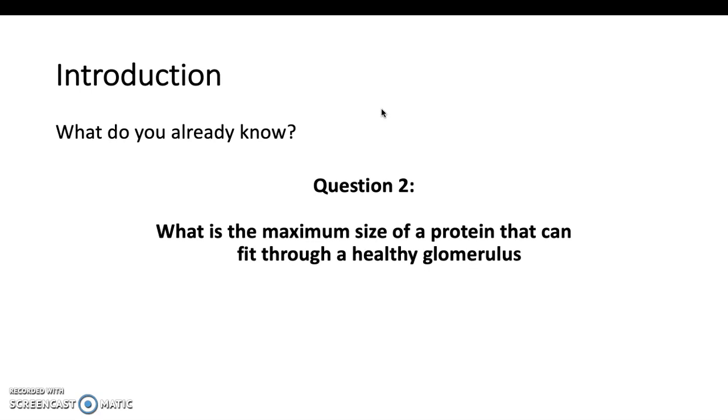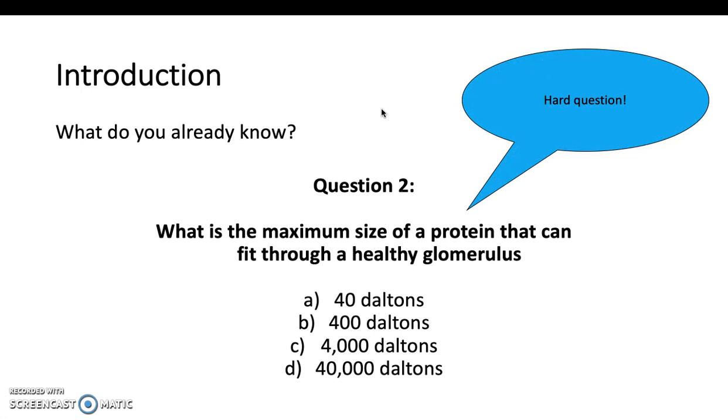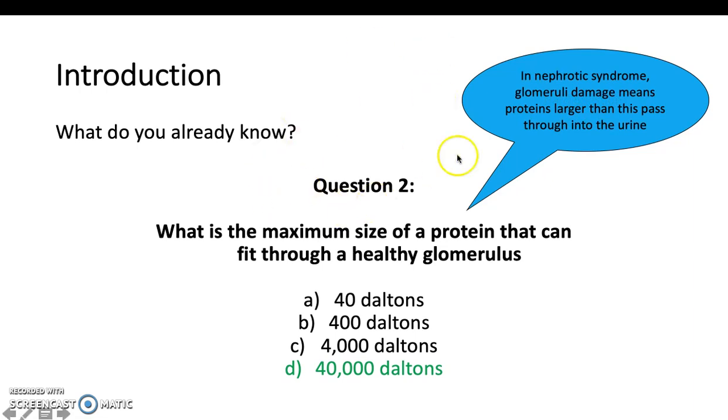Question 2, what is the maximum size of a protein that can fit through a healthy glomerulus? Protein is measured in Daltons, and it's a pretty hard question, but good to know. I've asked this because it is a concept of nephrotic syndrome. In glomerular damage, proteins larger than this are able to pass through into the urine.